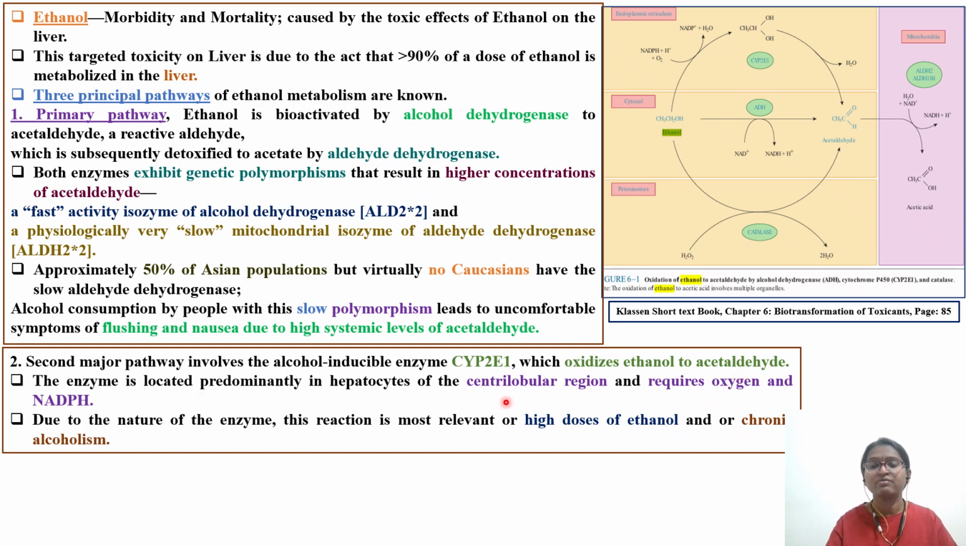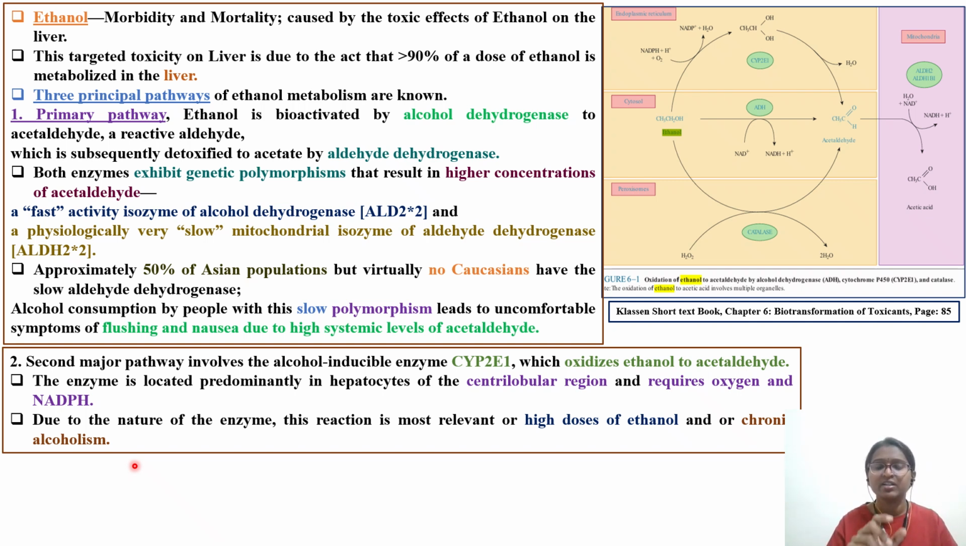Particularly if you look into the histopathology, the triad system will be there, a central lobular lesion will be there in that area, and it will require oxygen and NADPH. Whenever this exchange of electrons is taking place, NADPH is converted into NADH, and a proton will be released. So it will require oxygen as well as NADPH in order to carry out this CYP2E1 mediated mechanism. Due to the nature of this enzyme, this reaction is most relevant for high doses of ethanol in chronic alcoholism. So the majority of the metabolism is taking place by the primary pathway.